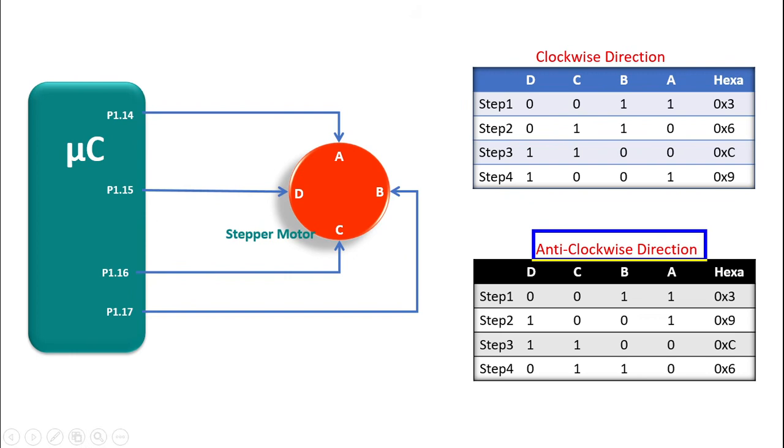Similar to that, if you want to go for anti-clockwise rotation, which means in the opposite direction of the clockwise, we have to shift the sequence towards right side, left to right side, like this. You can see here, I'm going to excite initially coil A and B, then coil number D and A, then coil number D and C, then coil number B and C. In this sequential manner, I have to develop a code to rotate the stepper motor. Okay, I hope this is clear.